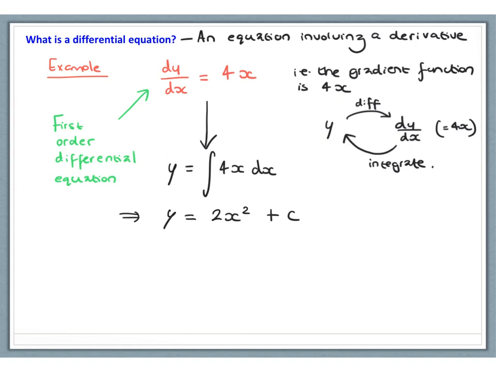Now, what we have here is a solution to our differential equation, because of course it doesn't matter what c is. When you differentiate this, because c is a constant, we will always get back to dy/dx = 4x. So we call this a general solution.